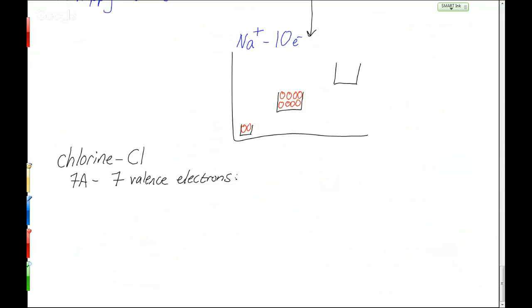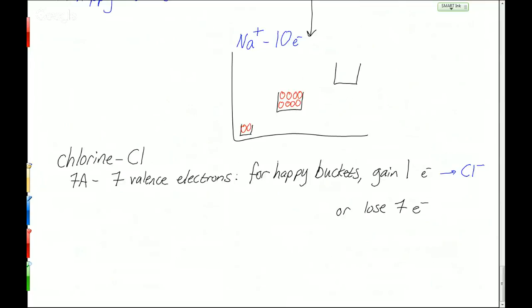What are they? So we could get one more, or what's the other way? Lose 7. Yeah, well, there's that. We'll get to that later. But it could lose 7. So we could say for happy buckets, gain 1 electron, or lose 7. If it gains 1 electron, we make Cl minus, because now there's 1 more electron than the proton. If we lose 7 electrons, we get Cl plus 7, or 7 plus.